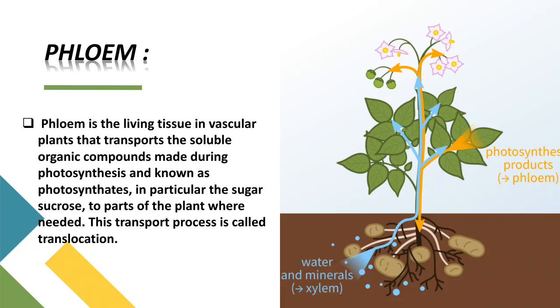Phloem is the living tissue in vascular plants that transports the soluble organic compounds made during photosynthesis, known as photosynthates, in particular the sugar sucrose, to parts of the plant where needed. This transport process is called translocation. You can observe in the diagram that water and minerals move with the help of xylem, and food is moved with the help of phloem.